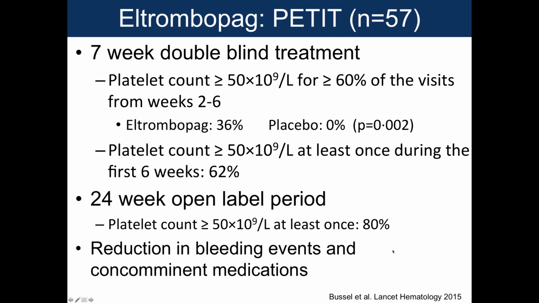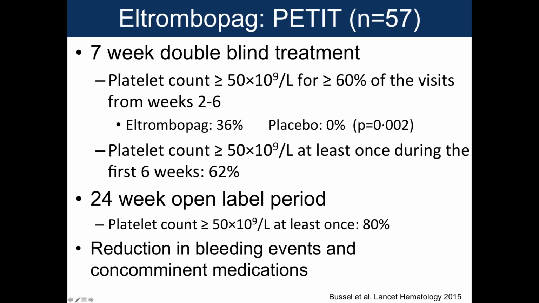So eltrombopag, there were just 2 recent publications, both the PETIT and the PETIT-2 study, and they showed very similar findings. So the PETIT study looked at 57 patients. These were, again, mostly chronic patients with a few who had persistent disease. And they looked at a 7-week double-blinded treatment phase and used a platelet count greater than 50,000 for over 60% of the visits between weeks 2 and 6 as a primary outcome. And this was seen in about 40% of patients who received eltrombopag and in none of the patients receiving placebo.